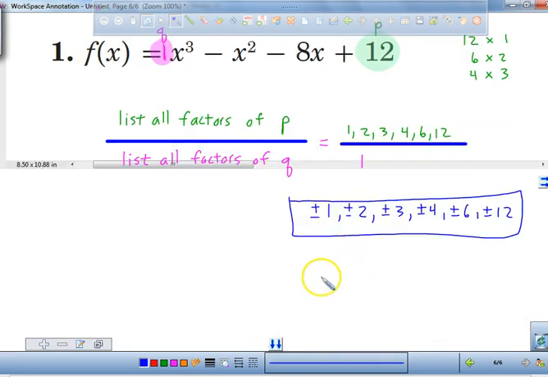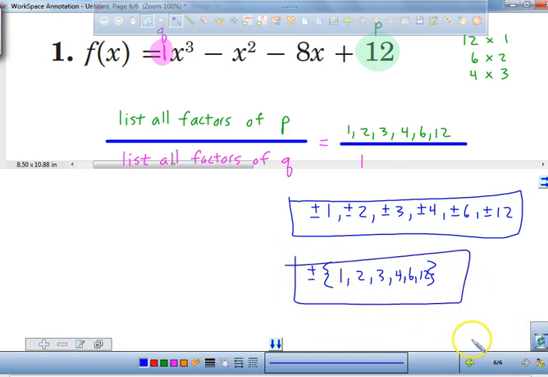Now, for your assignment, I'll let you put plus or minus, and just put a set of 1, 2, 3, 4, 6, and 12, so you don't have to put plus or minus in front of all of them. But please make sure you put plus or minus in the set. Okay? That lets me know that you're dealing with all of these.